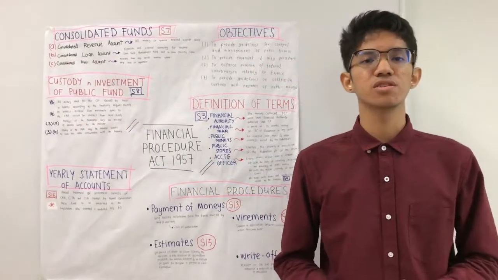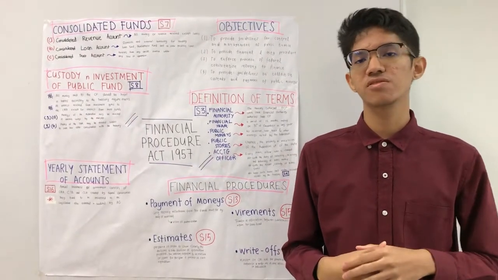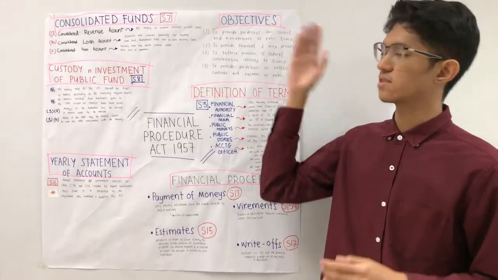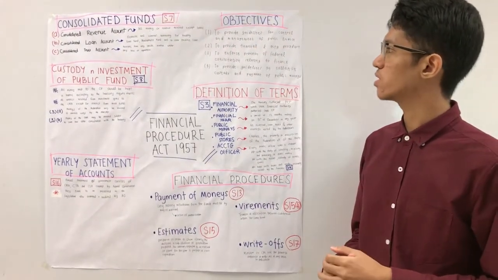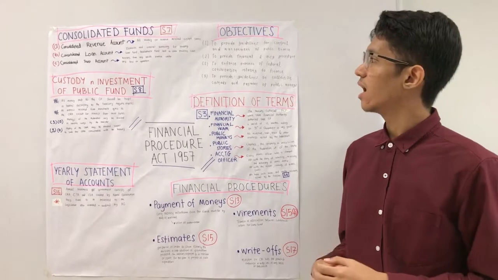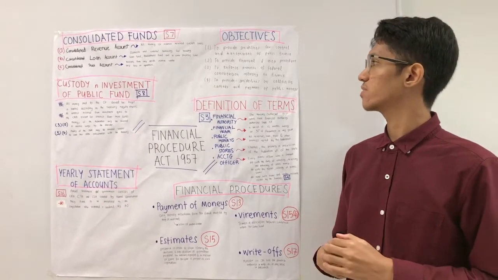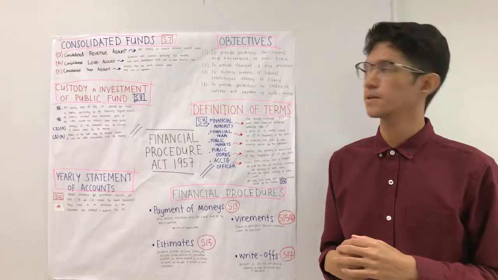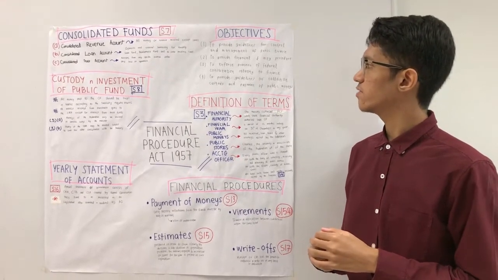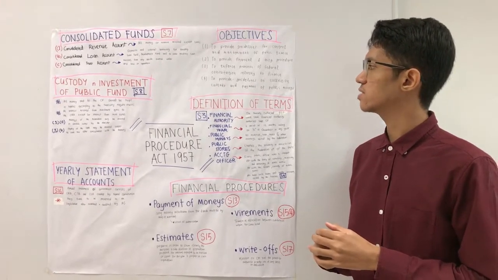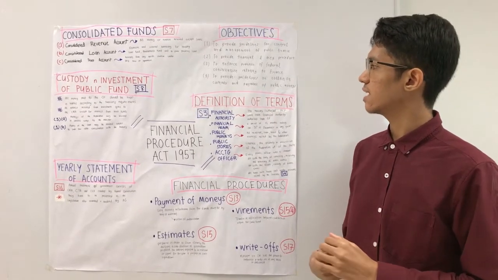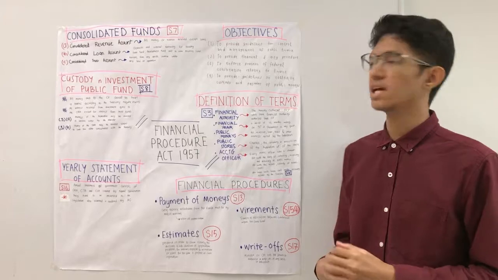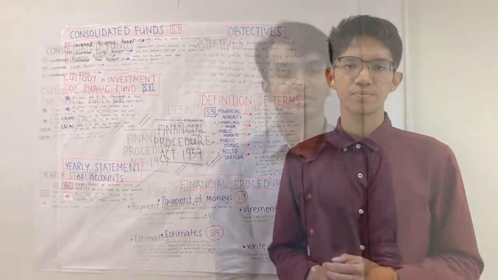Okay, now let's move on to the Financial Procedure Act 1957. Firstly, the objectives. The objectives are to provide guidelines for control and management of public finance. Other than that is to provide financial and accounting procedures. Next is to enforce provisions of the federal constitution relating to finance. And last but not least is to provide guidelines on collection, custody and payment of public monies.